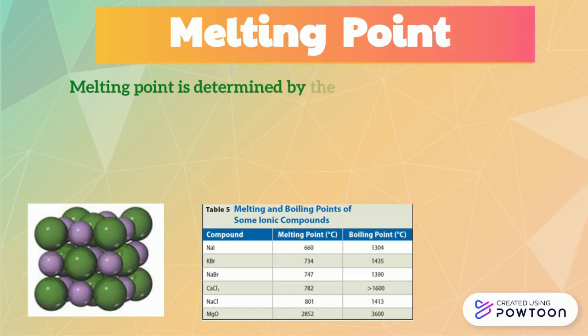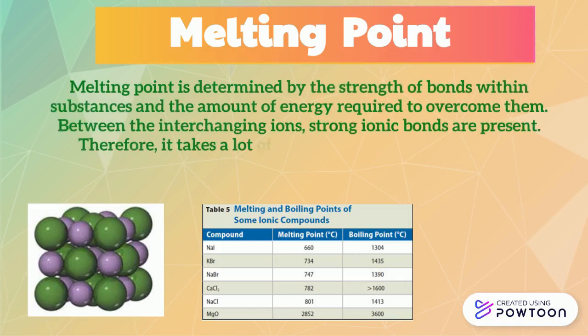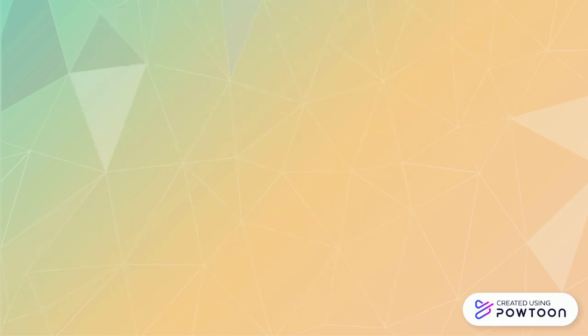Melting point is determined by the strength of bonds within substances and the amount of energy required to overcome them. Between the interchanging ions, strong ionic bonds are present. Therefore, it takes a lot of energy to overcome these bonds, resulting in a high melting point.